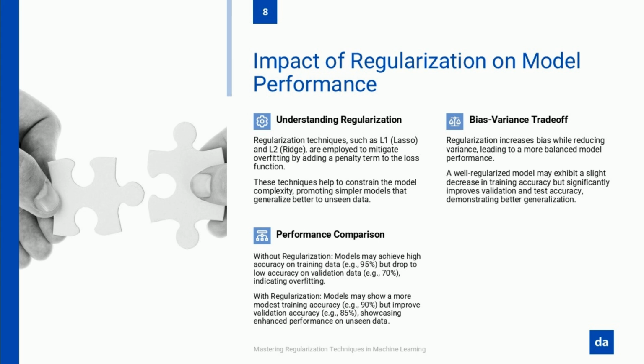Let me ask you a question. Have you ever seen a model that performs insanely well during training, like 99% accuracy, but then when you test it on new data, it completely flops? Yeah, that's the classic sign of overfitting, and we already know regularization is the fix. But here's the catch. Too much regularization is just as bad as too little.